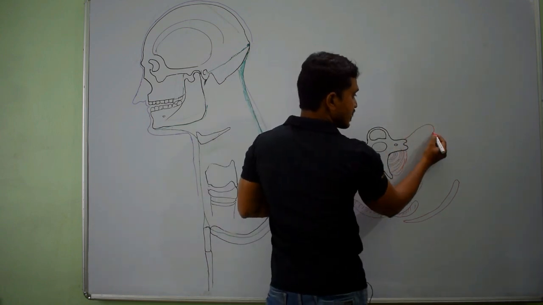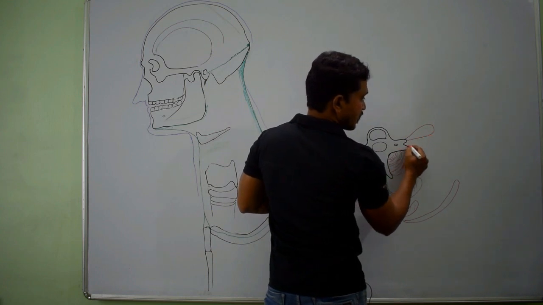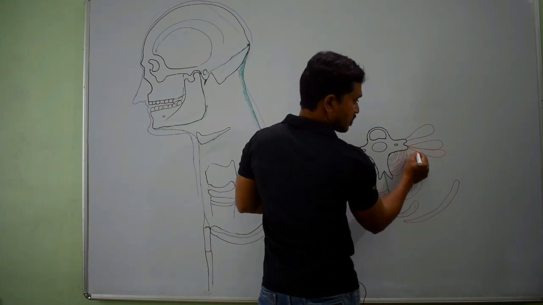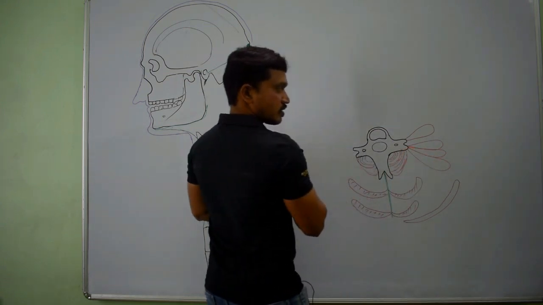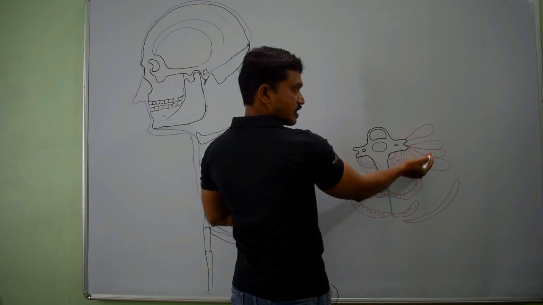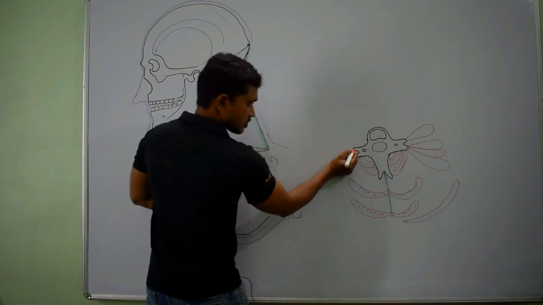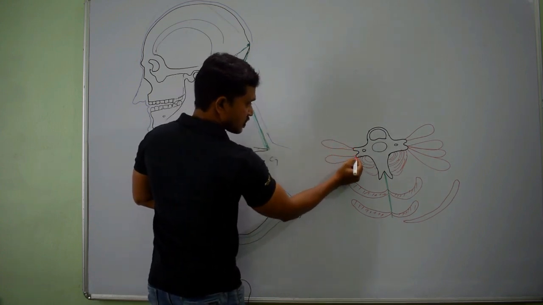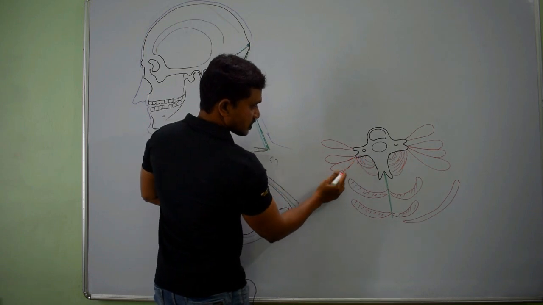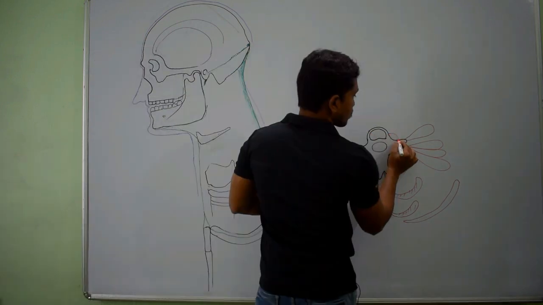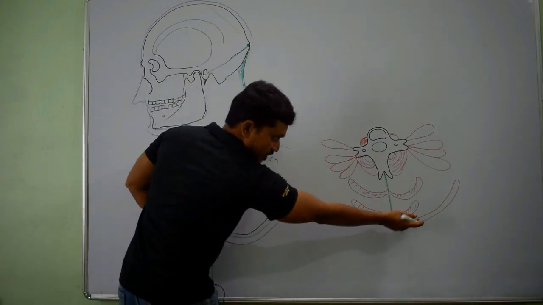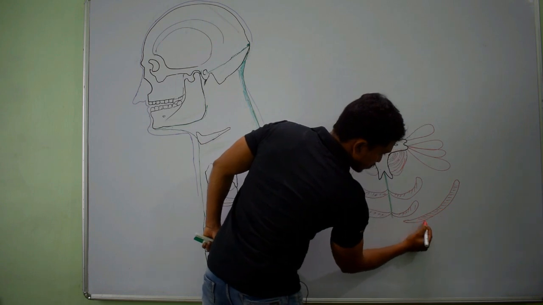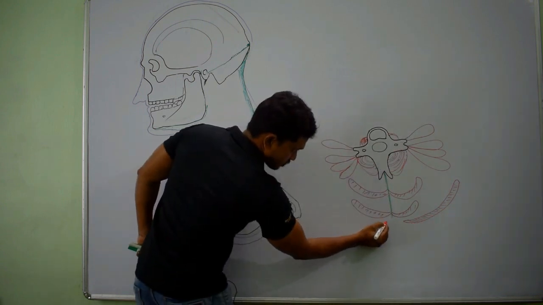Here scalenus anterior muscle. And here scalenus medius, scalenus posterior and levator scapulae. Here also the same structures: scalenus anterior muscle, scalenus medius, scalenus posterior, levator scapulae. Then here prevertebral muscles. Then this side also the same muscles will be present. What is this muscle? Trapezius muscle. Trapezius muscle here, and here also you can see the trapezius muscle.